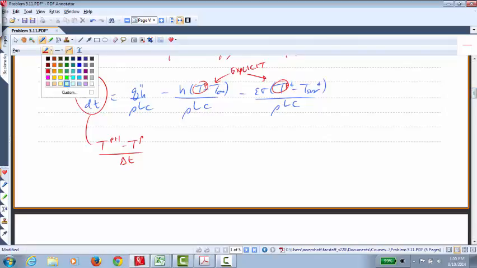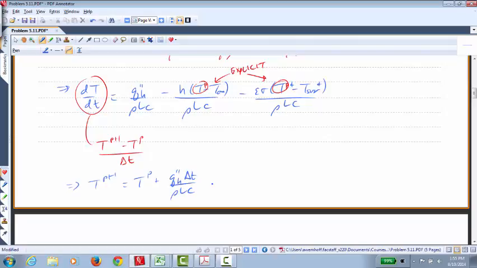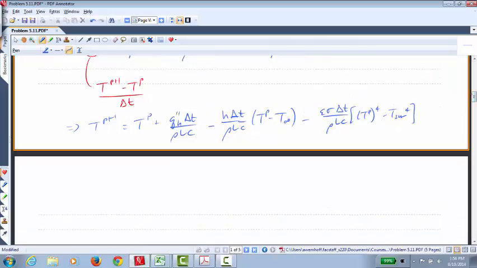So now we can simplify this out as T to the p plus 1 is equal to T to the p plus q double prime h delta t over rho LC, minus h delta t over rho LC times (T to the p minus T infinity), minus epsilon sigma delta t over rho LC times (T to the p to the fourth power minus T surroundings to the fourth). So this alone is enough to allow us to do the finite difference approach.